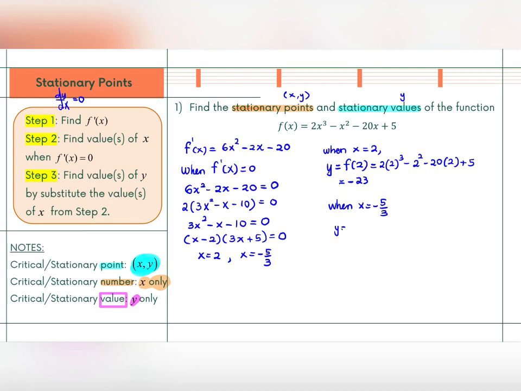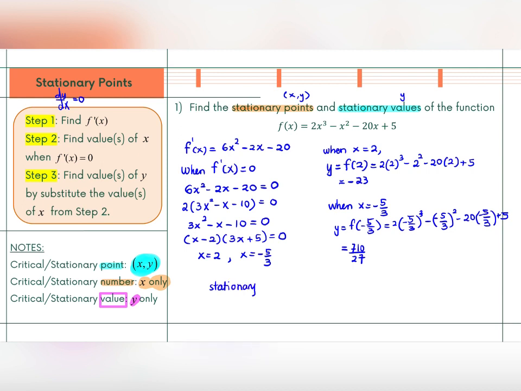So, the value of y adalah gantikan negative 5 over 3 into our fx. So, 2 times by negative 5 over 3 cube. Tolak dengan negative 5 over 3 squared. Minus 20 multiply by negative 5 over 3 plus dengan 5. Okay, tak cukup ruang pula kita. Here we have negative 710 over 27. Okay, so let's conclude our stationary point.